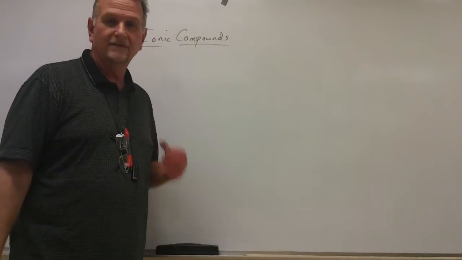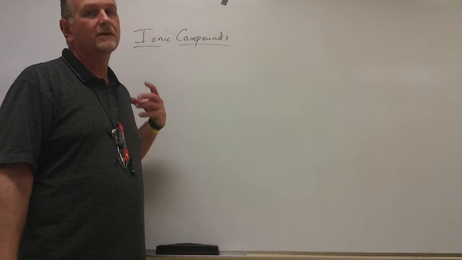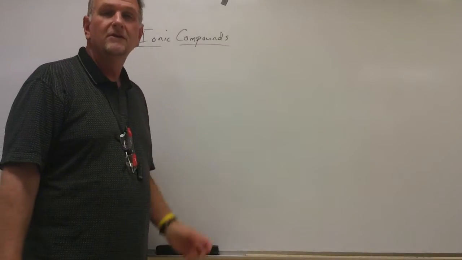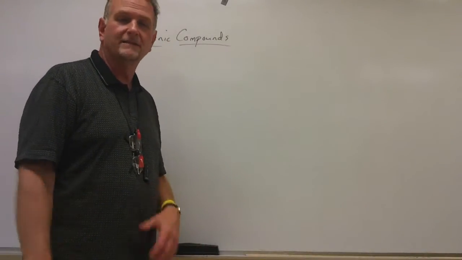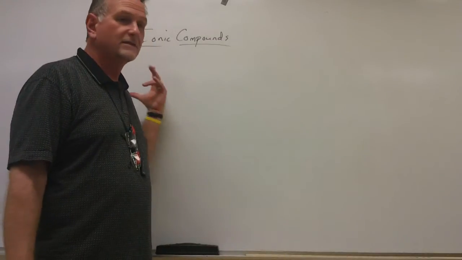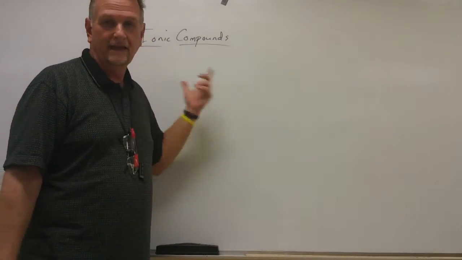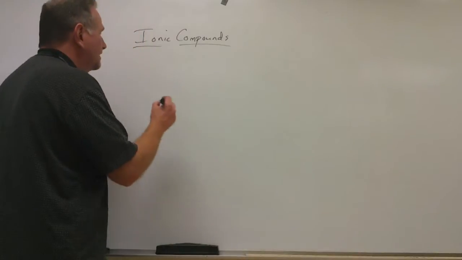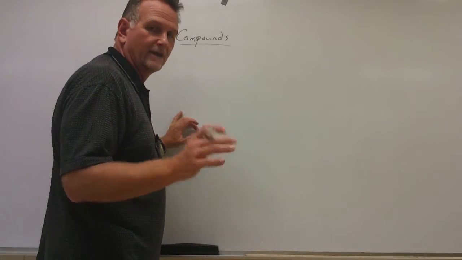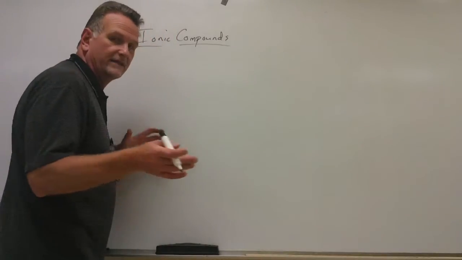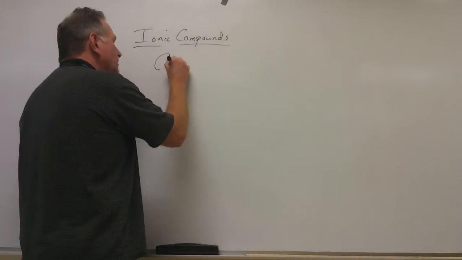Now, here's the other half of this video on ionic compounds, in which we're going to show you how to write the names of an ionic compound. It generally tends to be simpler because all you have to do is name the cation and name the anion. That's basically all you have to do. It's a little tricky sometimes depending upon what the cation and anions are, but basically that's what you have to do.